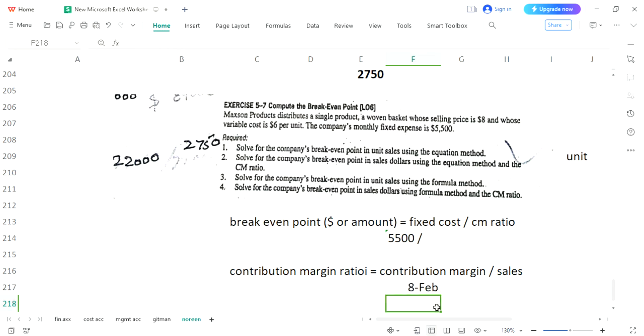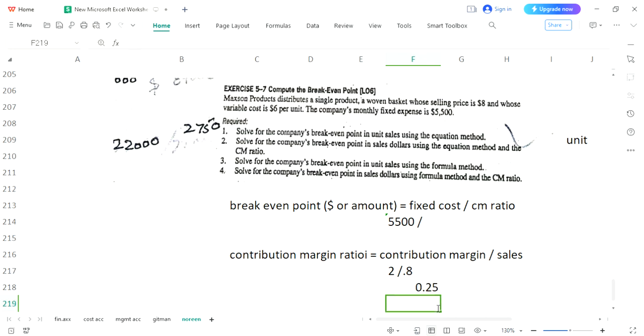Again it has been taken as a date. So contribution margin was 2, and you need to divide. I'm just putting a decimal to avoid it being written as a date. 2 divided by 8. Let's get its answer. 2 divided by 8 is 0.25. Okay, we were solving this formula, break even point in terms of dollars or amount. Fixed cost would be divided by CM ratio. CM ratio we have calculated by dividing contribution margin by sales. 0.25 is the answer. So here you can put 0.25.